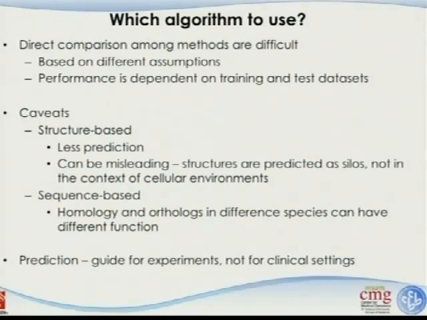Okay? And the last point here is the prediction is really a guide for the experiment, not for the clinical settings. That is what most algorithms will tell you. So this is for hypothesis generation. You are welcome to use this to design further experiments, but don't use this prediction in the clinical settings, just because of the low accuracy for each individual method.